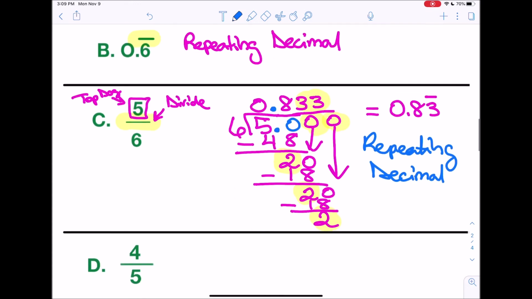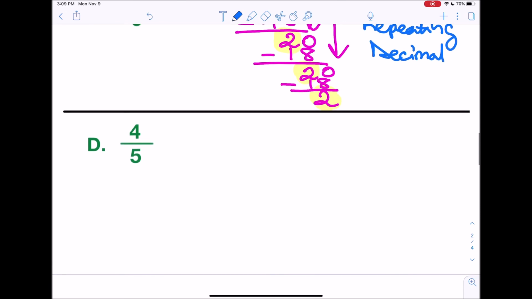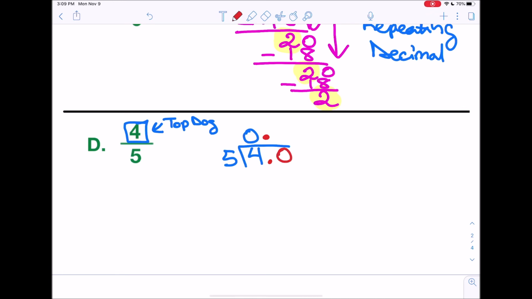Okay, let's try another one. Now we have 4/5. Once again, 4 is our top dog, and the top dog always goes in the house. Okay. 5 doesn't go into 4, so that's 0 times. So we need to add our decimal. So we can add a 0. 5 does go into 40 8 times. I subtract. And look at this, no remainder. We get to stop, it ends.